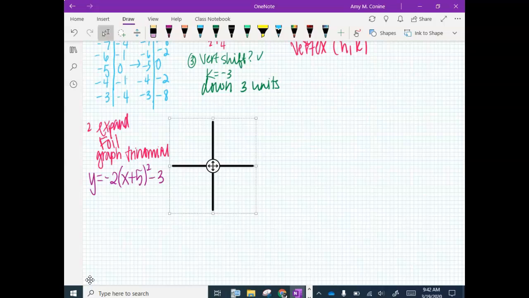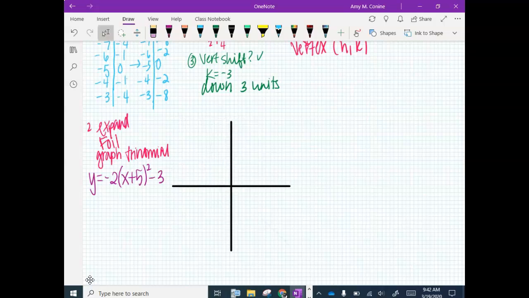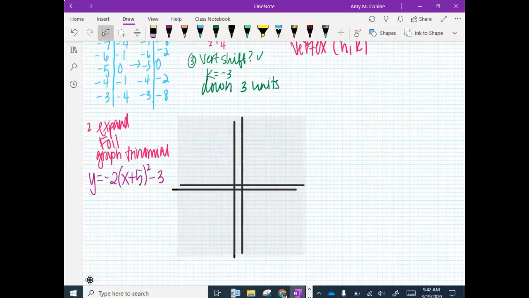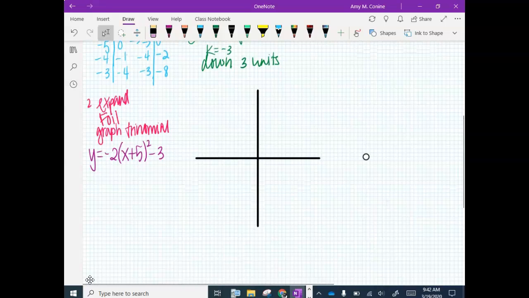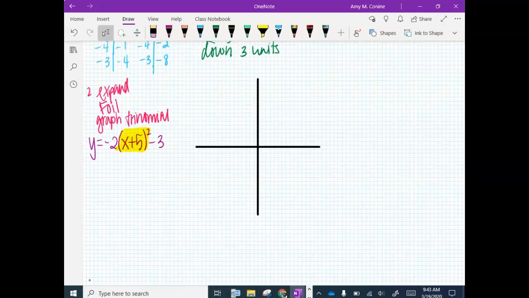So if you're doing this right now, I would make your graph a little bit bigger so you have a little bit more room to show everything. So the other way to do this is expand this part, FOIL or smiley face it, however you like to remember it. And then once you've collected all your like terms, just graph how we normally graph. So I'm going to do that. I'm going to show you exactly how to do that.